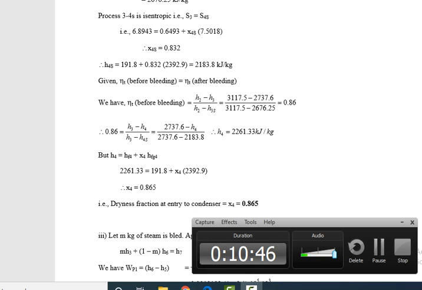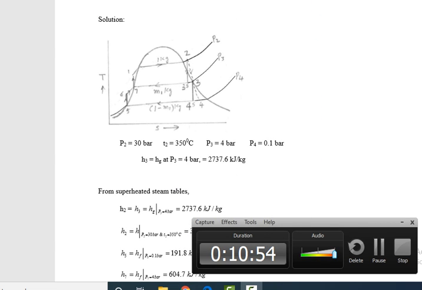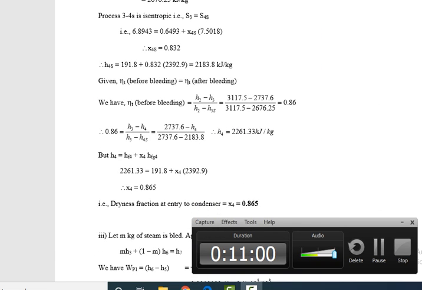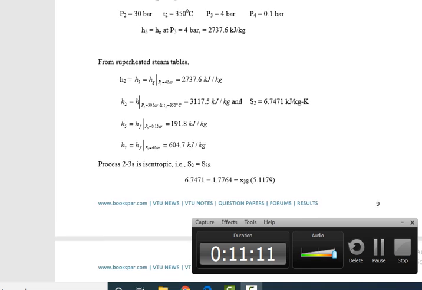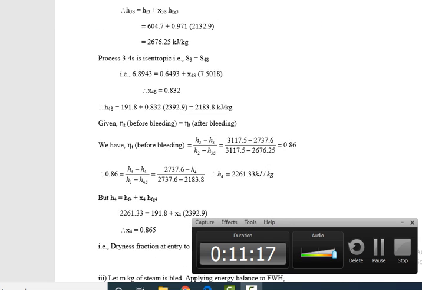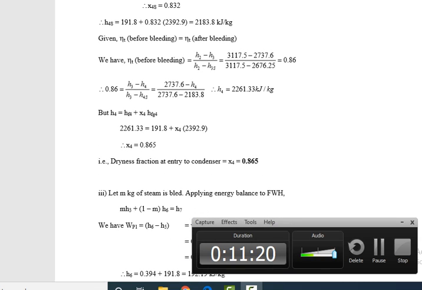First of all, you have to find out the turbine efficiency before blending: H2 minus H3, over H2 minus H3S. Again go to H2 and H3. You have to put the formula from the diagram, put the values, and you will get the turbine efficiency 0.86. Then you have to equate this equation and apply it again to the 3 to 4 condition: H3 minus H4 over H3 minus H4S. Put this from the diagram, put the values, and you will get the value of H4, 2261.33 kilojoule per kg. You are getting the enthalpy at point 4.